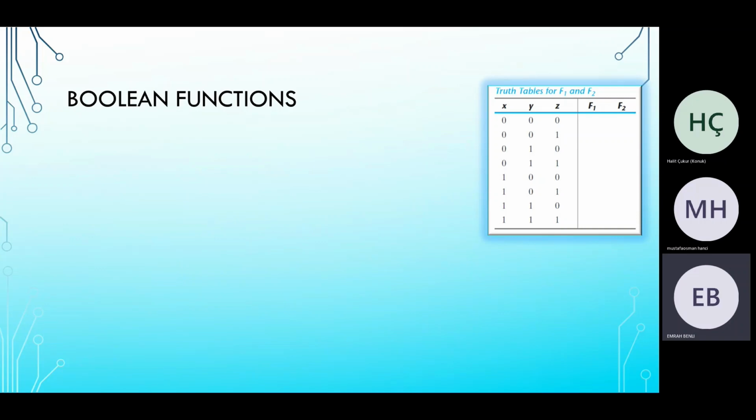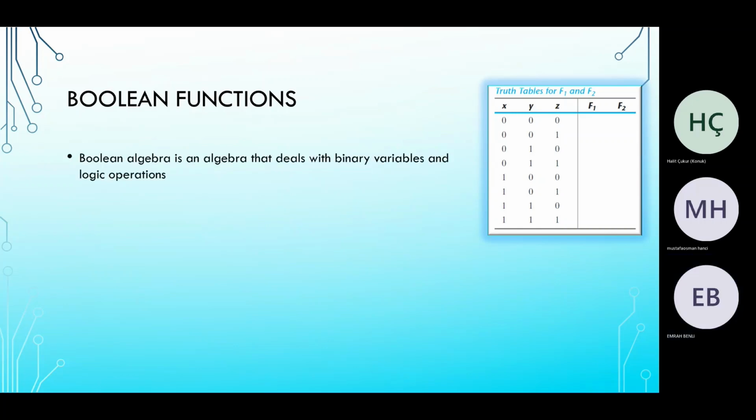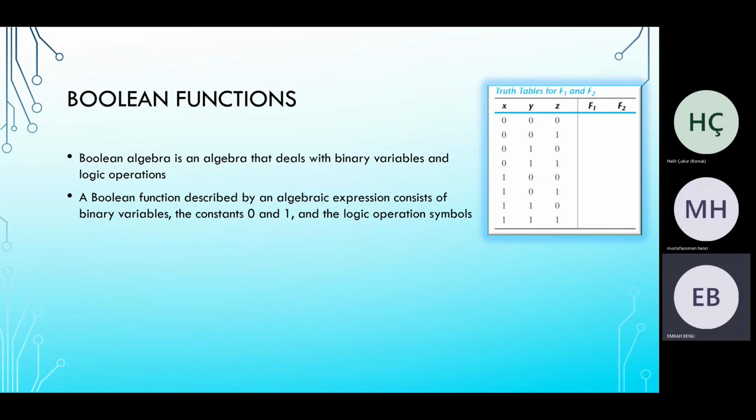Now, Boolean function. Boolean algebra is an algebra that deals with binary variables and logic operations. We already said that. We are using constants 0 and 1 and the logic operation symbols. What are they? And, or, not. We are using those symbols, and plus and dot operators, and 0s and 1s.